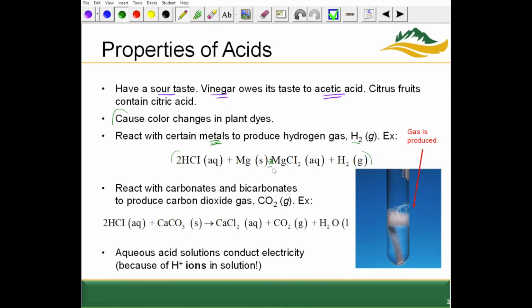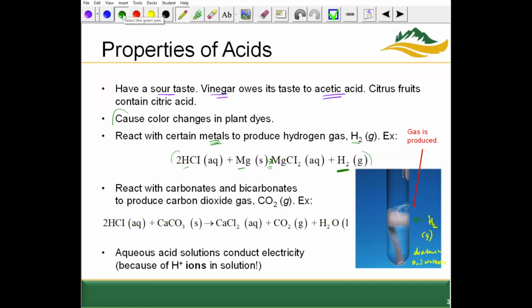Should be a reaction arrow here. So when magnesium reacts with an acid, it can produce this hydrogen gas. So these bubbles here are hydrogen gas. So H2 gas, we know this is one of our diatomics. It's one of our Brinkelhoffs.